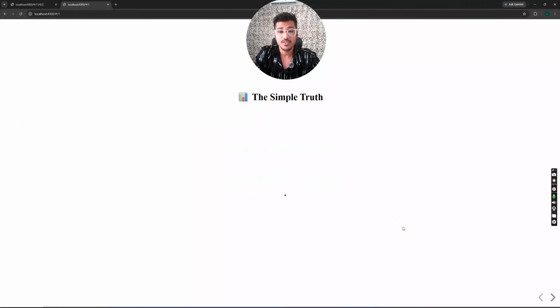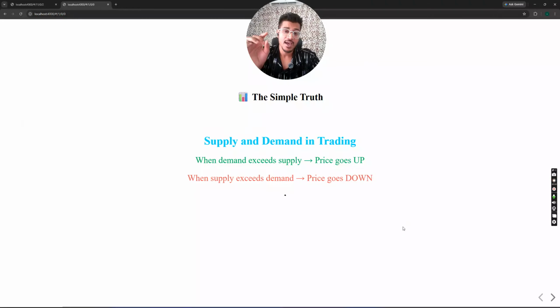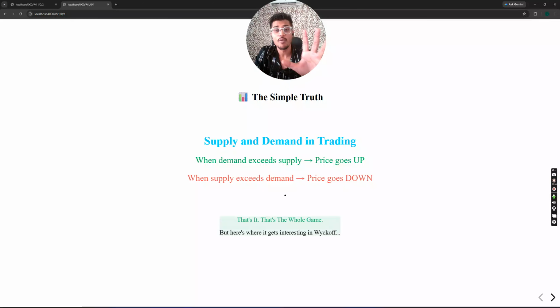Well, the simple truth is that supply and demand in trading is basically when demand exceeds supply, price goes up. And when supply exceeds demand, price goes down. So that's it. That's the whole ball game.